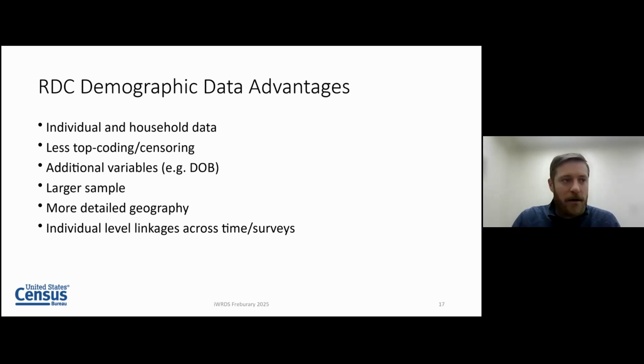As I mentioned before, just to reiterate some of the benefits of demographic data, we have individual and household records, which have less top coding, less censoring. So on things like income in the ACS, home values, age are censored there. We have additional variables like date of birth, so you can actually get true age and date they were born, which can be important in various natural experiments. The larger sample is achieved through linkages, and then more detailed geography.